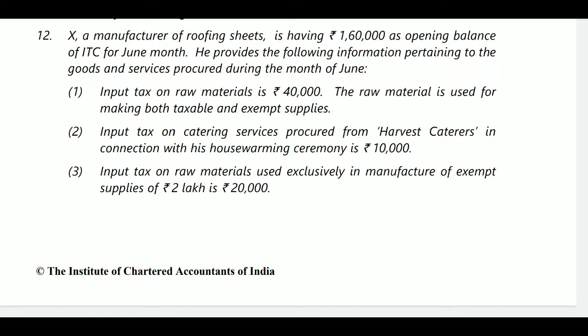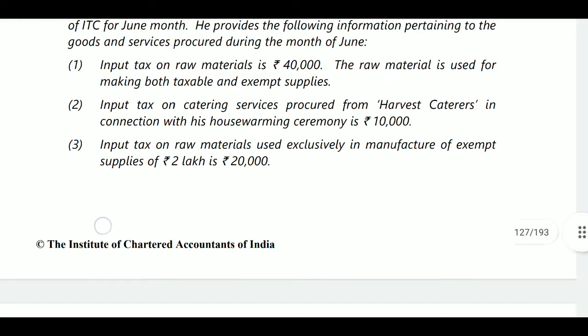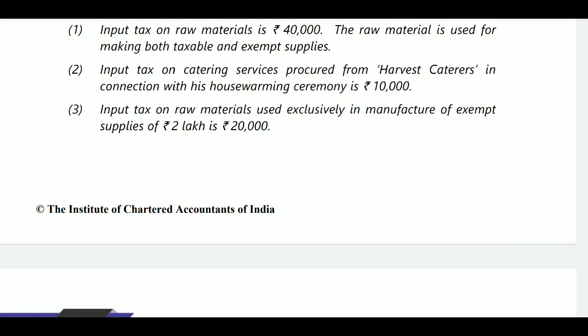Next, input tax on catering services procured for harvest caterers in connection with its housewarming ceremony is 10,000. It is catering services, a blocked credit, so it will not be treated as eligible ITC. Next, input tax on cosmetic and plastic surgery of the manager of the factory, 30,000. It is also not eligible. It is related to the CEO of the company, so it is not eligible.